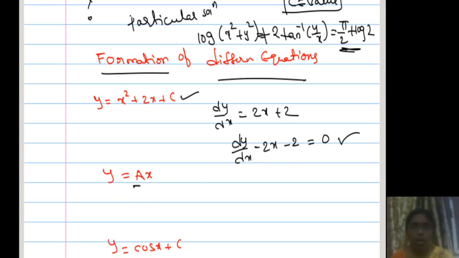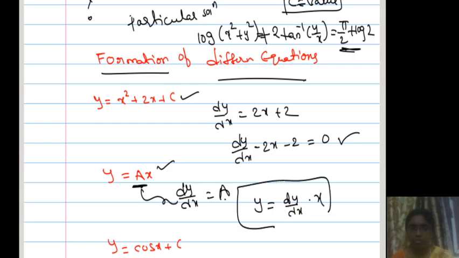Understood? Here also, how many arbitrary constants? Only one, that is a. So we differentiate only once: dy by dx is equal to a. The derivative of x is 1. Substituting this value to eliminate the arbitrary constant a, y is equal to a x means dy by dx into x. So here also this is our answer. Similarly, y is equal to cos x. How many arbitrary constants? One. Only once we differentiate: dy by dx is equal to the derivative of cos x, which is minus sin x. So dy by dx plus sin x equal to 0.